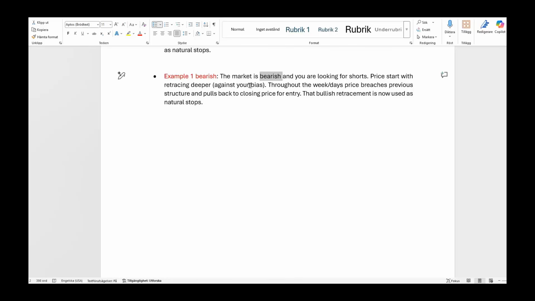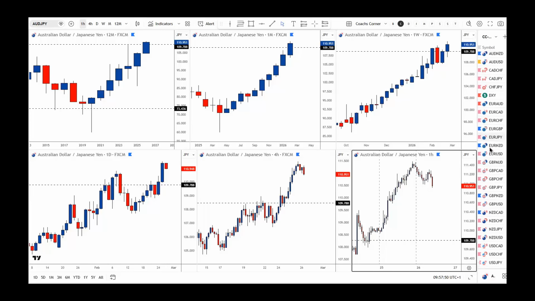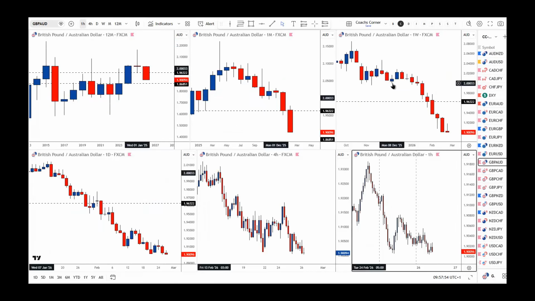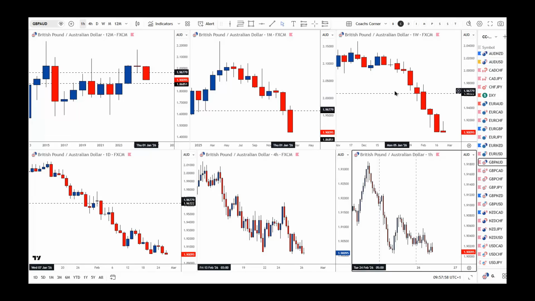Price is heading up, and throughout the week or weeks or days, depending on which trading style you have, price will be breaching previous structure like a swing, and pulls back to the closing price. Let's go to Pound Aussie. In this specific case, price did not get you filled, but there was a great trading opportunity. And you guys all know that I'm mostly swing trading.